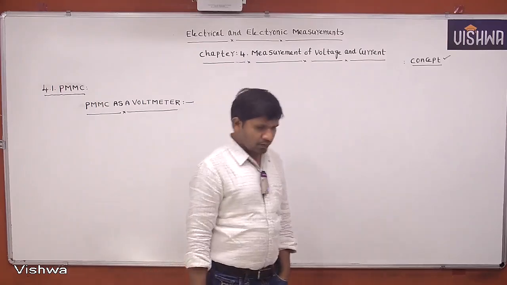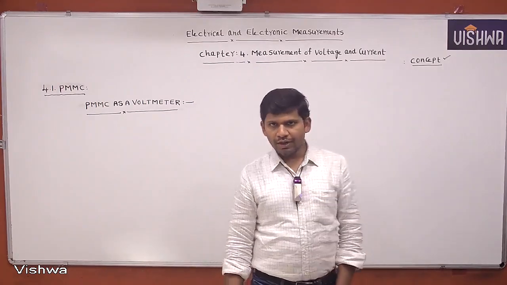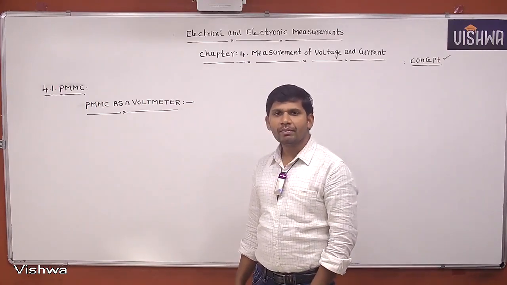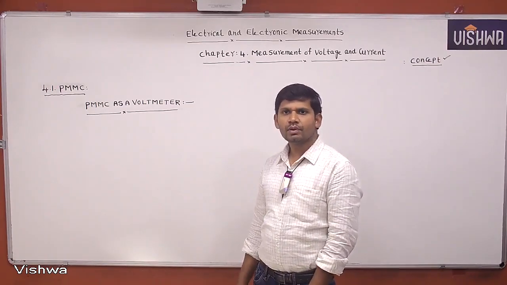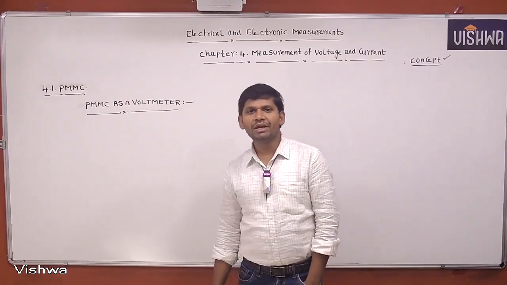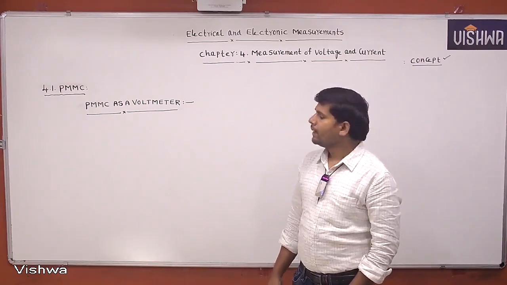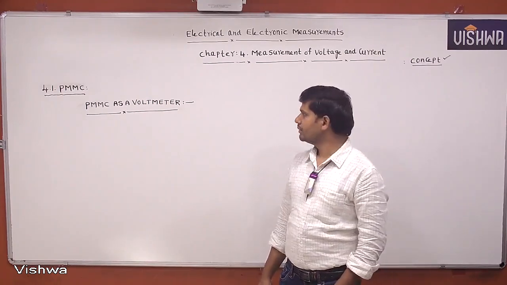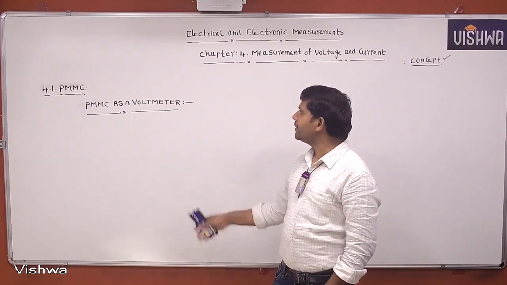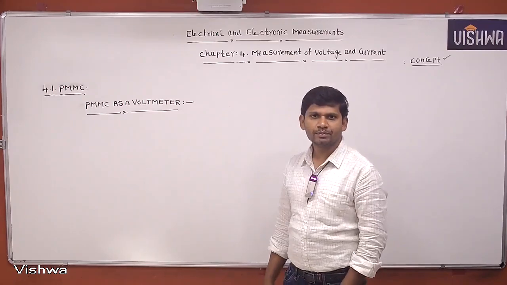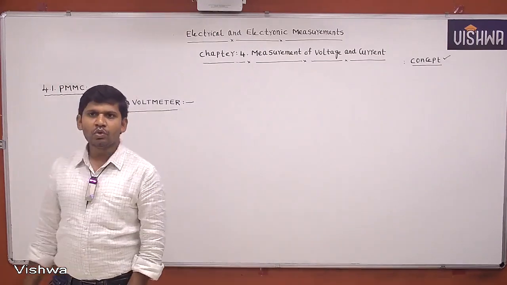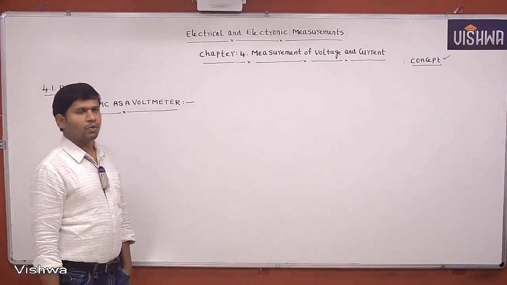In the last session I discussed how to convert PMMC into an ammeter and the concept of multi-range ammeters. Then another concept in the PMMC instrument: how to convert PMMC into a voltmeter. That is the DC voltmeter. PMMC voltmeter means we are studying the DC voltmeters.